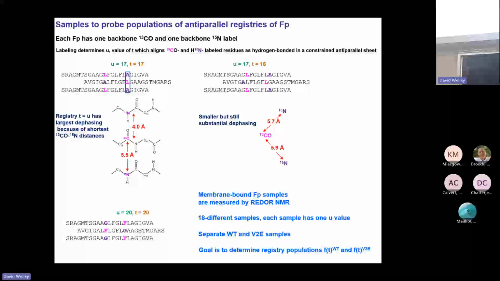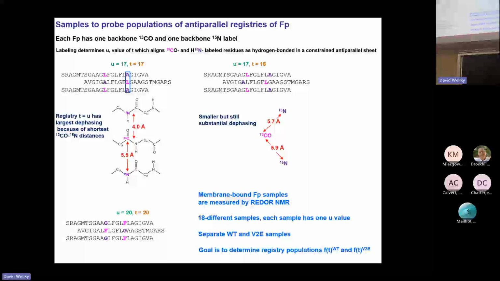One complicating part of the analysis is that there are not just the T equal U registry that contributes to dephasing, but actually T equal U plus or minus 1, and also plus or minus 2. So, for example, I'm showing schematically the U equal 17 sample with the T equal 18 registry. The distances are longer than U equal 17, T equal 17, but still less than 8 angstroms. So you can't directly relate the data for a single sample to a single registry, and that ends up being important in the analysis.